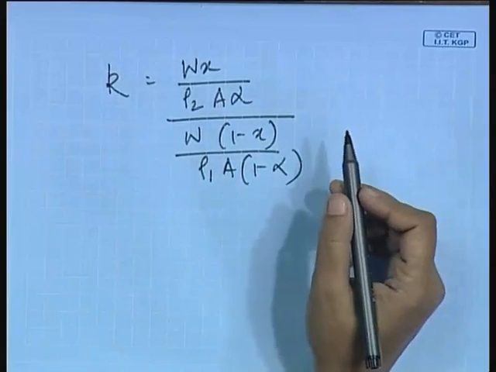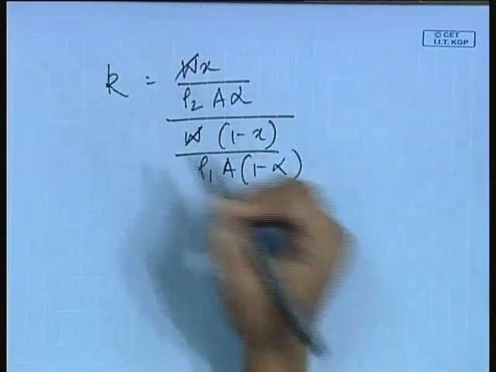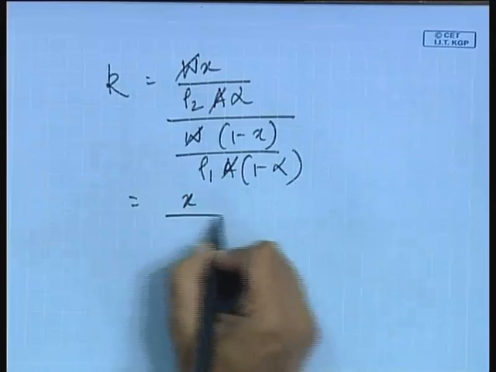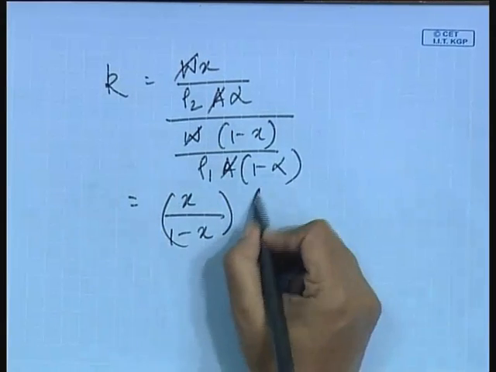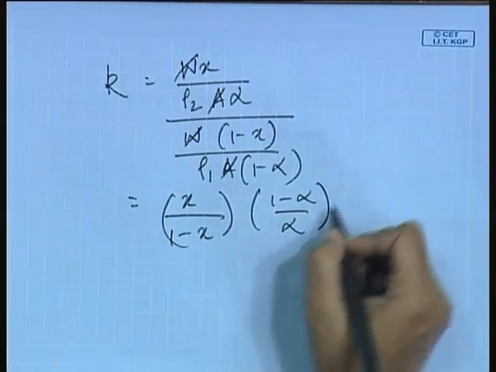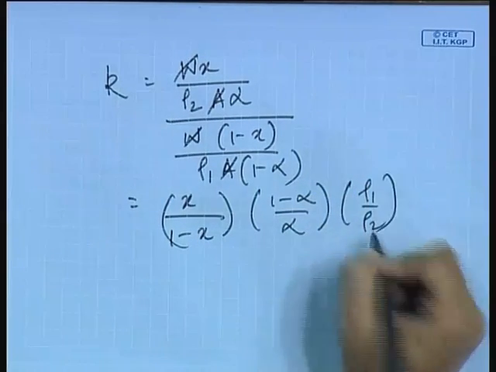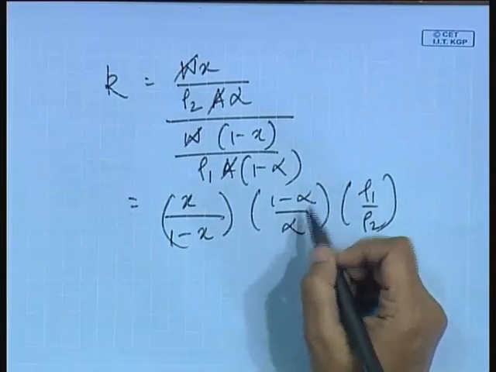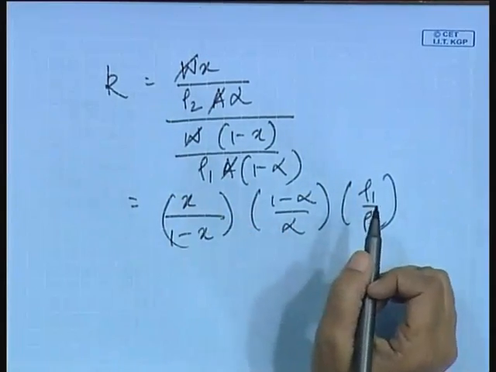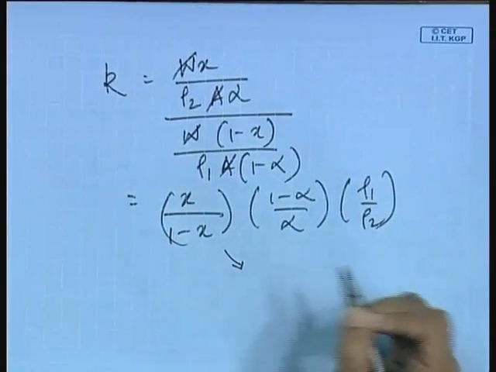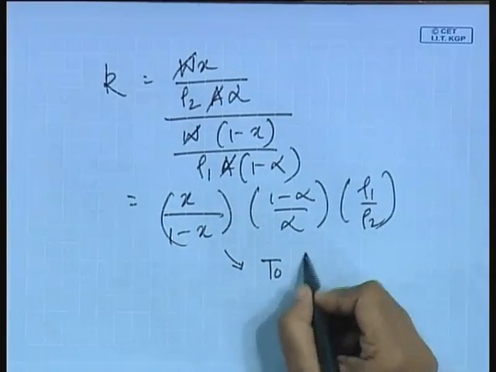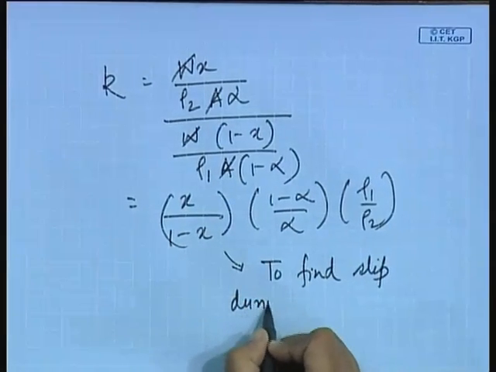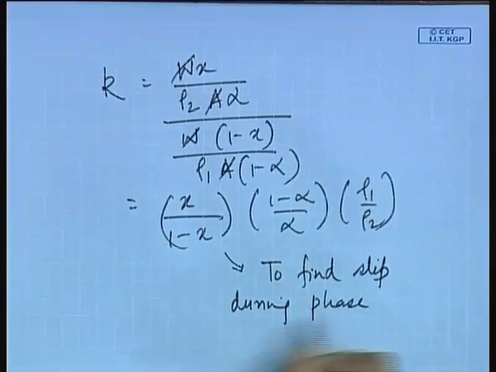and therefore, we find what K is equal to, these things cancel out. So, K is nothing but equal to x by 1 minus x, 1 minus alpha by alpha, rho 1 by rho 2. Rho 1, rho 2 are known, x is known. So, therefore, if alpha can be found out, K can be found out, or vice versa. This relationship is very important to find slip during phase transition. This is a very important relationship.